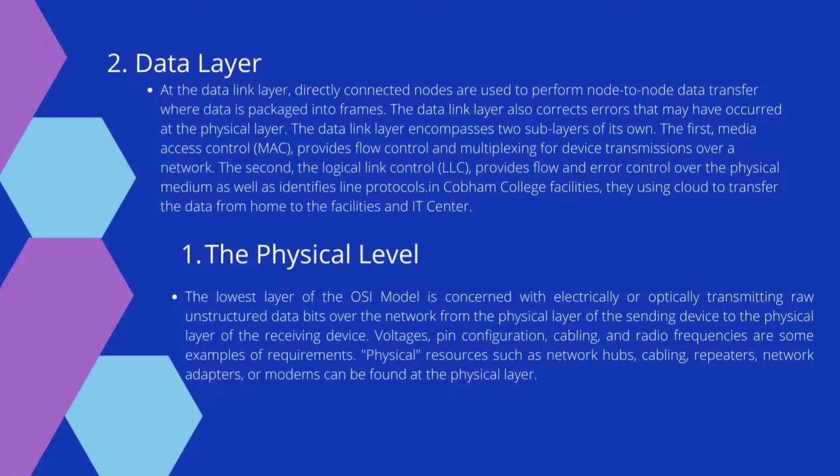The last layer is the physical layer, where signals are converted from binary sequence and transmitted over a local media. The signal can be electrical signals in the case of copper cable lines. Voltage, pin configuration, cabling, and radio frequency are some examples of requirements. Physical resources such as network hubs, cabling, repeaters, network adapters, or modems can be found at the physical layer. Here is how the OSI model layers lie behind a smoothly functioning internet for data transmission.